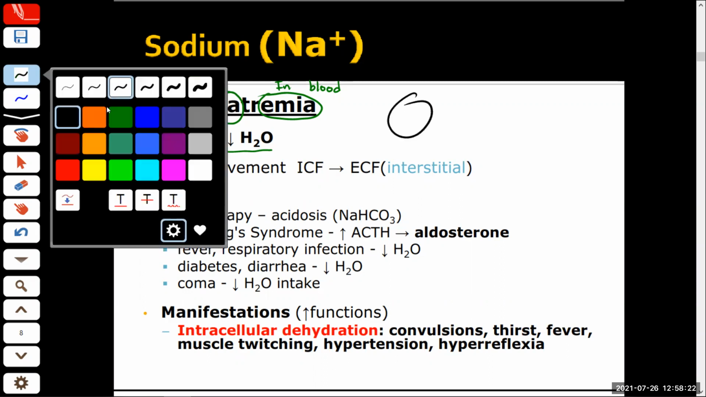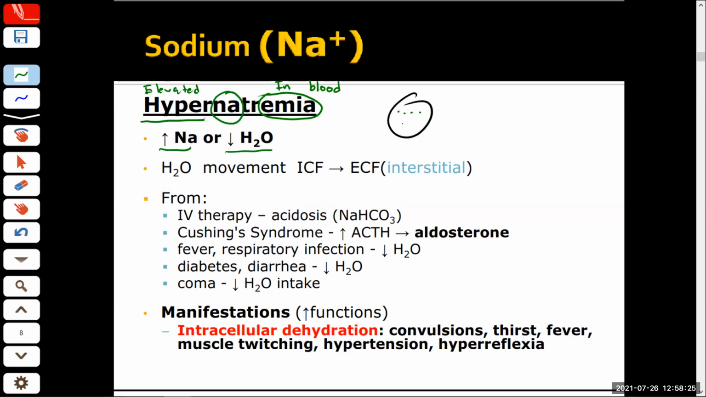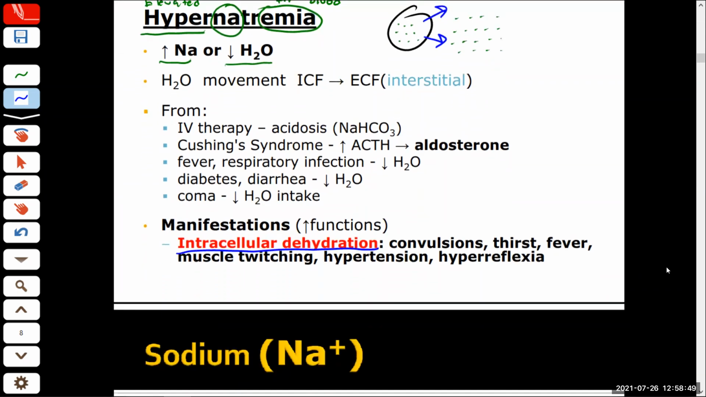Where is all of the water going during hypernatremia? All of the water is leaving my cell. So would that lead to dehydration? Yes, and we call that intracellular dehydration. Ta-da! So it's just this point right here: water movement goes from the internal to the external, what we just drew.